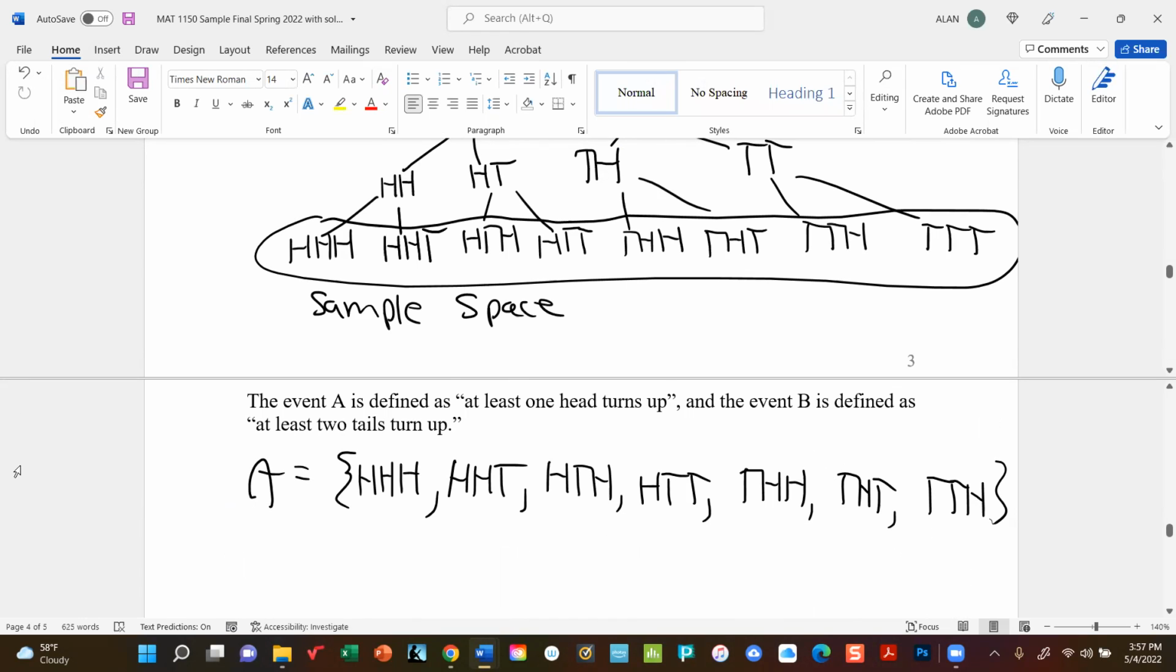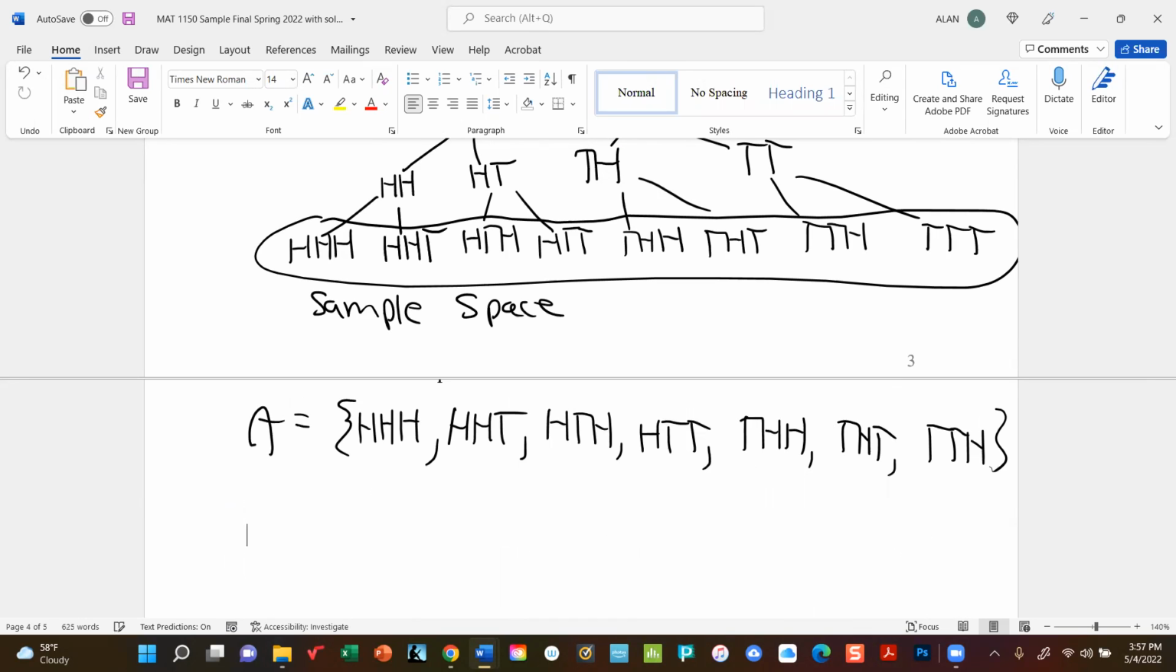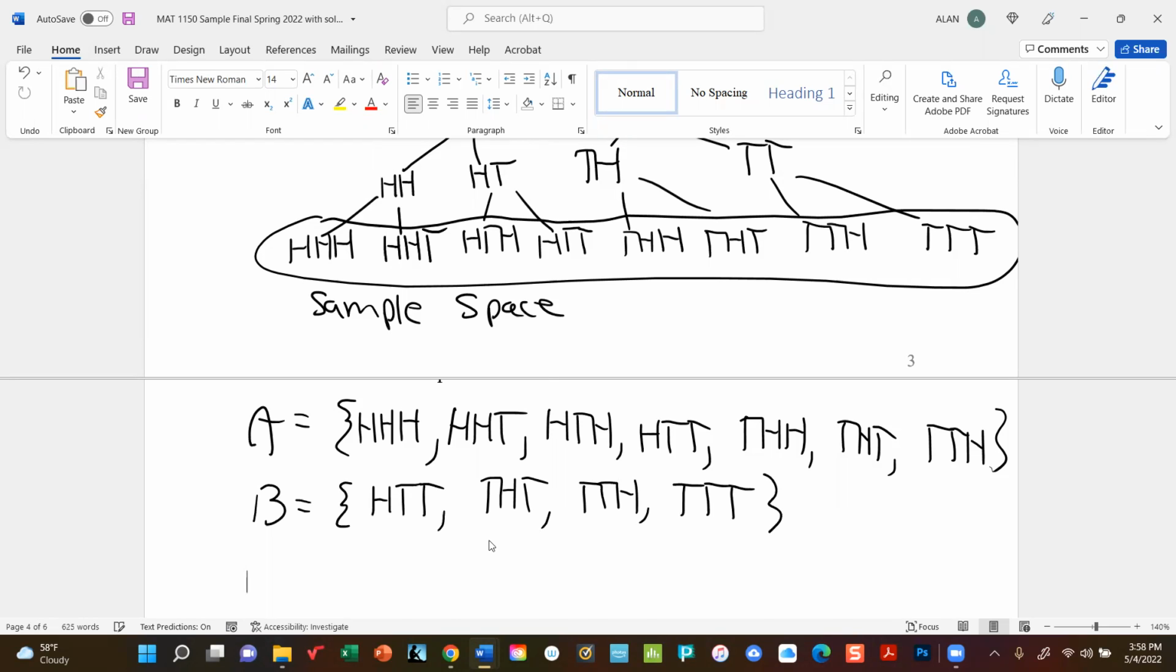And then B is at least 2 tails. So let's see what that's all about. At least 2 tails means HTT. So reading from left to right, we'll write down the ones that have 2 or 3 tails: HTT, THT, TTH, and TTT. So that's B.